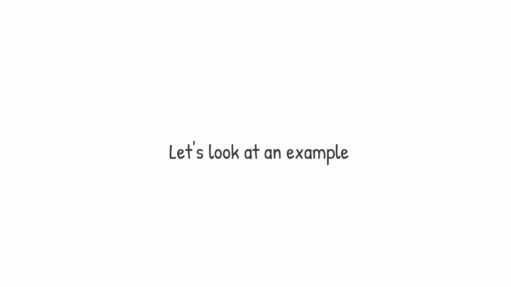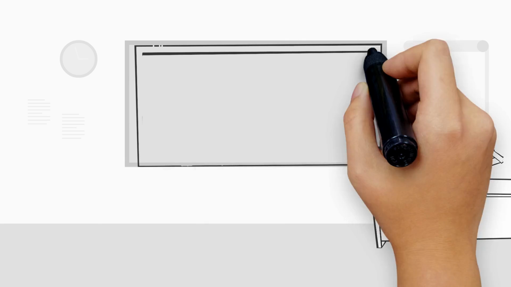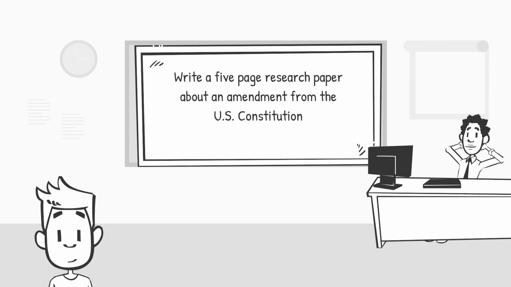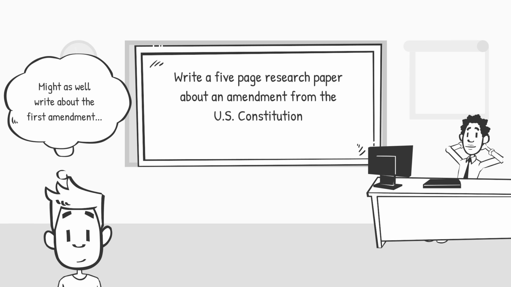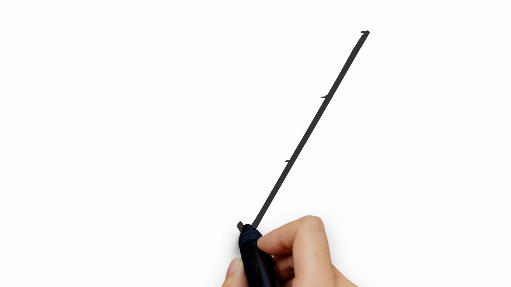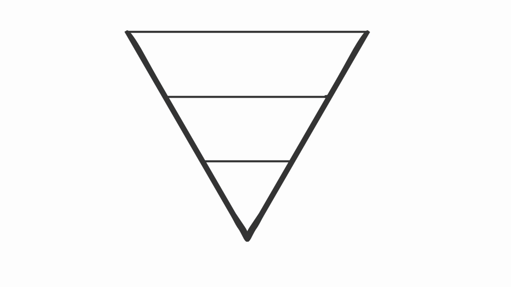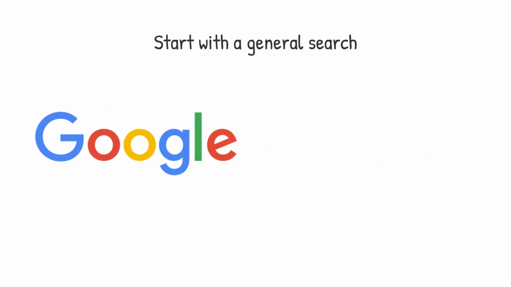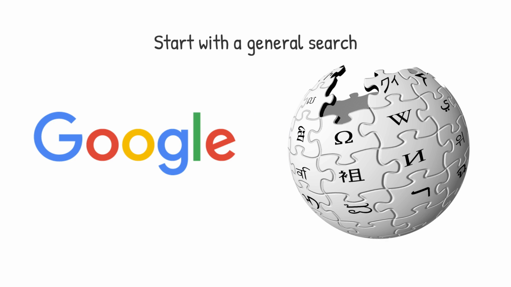Let's use an example to illustrate how this process works. Your history teacher has just assigned a research paper on an amendment from the Constitution, and you decide to write about the First Amendment. Keep in mind the parameters of the assignment. Let's just say for this assignment, you need to write a 5-page paper on the First Amendment. Good, so at least we know what the topic is, and we can put that at the top of the triangle. Your first instinct might be to pop some keywords into Google or look up the First Amendment on Wikipedia.